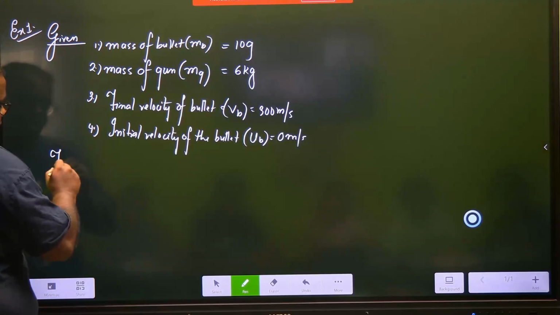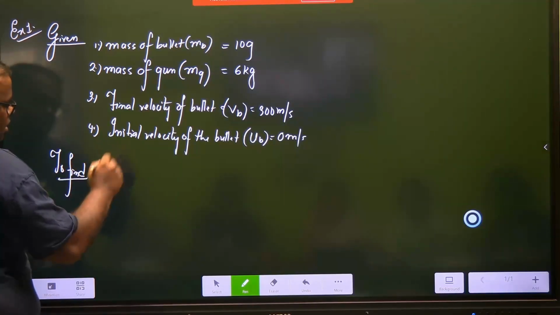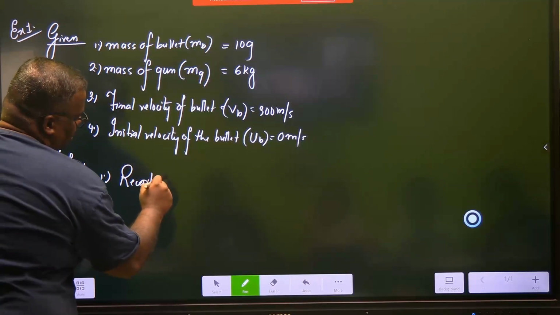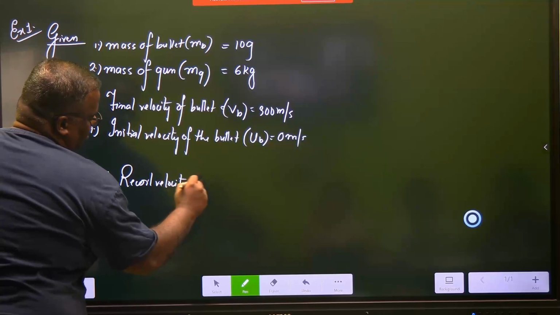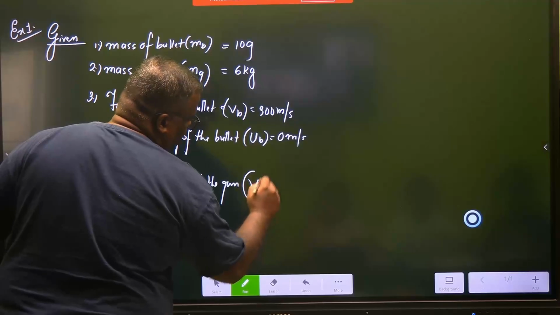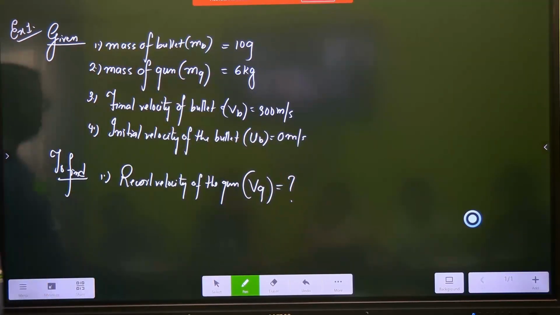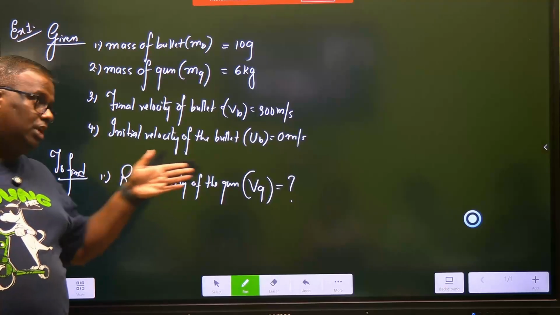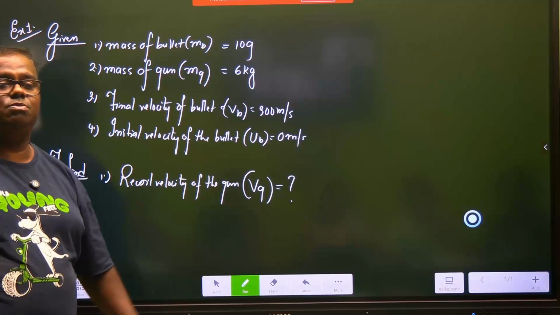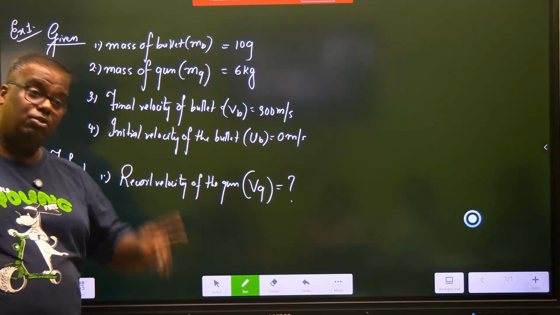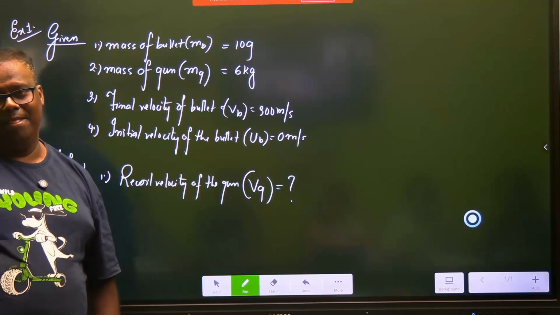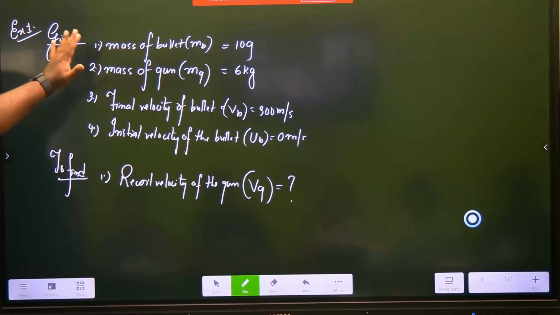To find, number 1, recoil velocity of the gun. And here I will write this as VG because this is the final velocity of gun. Now many children will have a doubt here. Sir, if the bullet goes this side, the gun should recoil on this side. So why are you not keeping VG as minus? No, we won't keep VG as minus. If our problem is solved correctly, VG automatically will come out minus. Understood? This is the pattern in which we write.